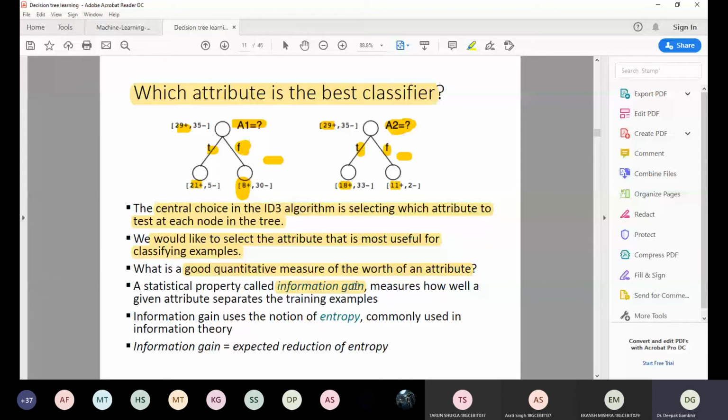So the reduction in unnecessary data will provide you the information gain. But there will be the entropy that results in the information gain. But how to calculate entropy? First we will study that.